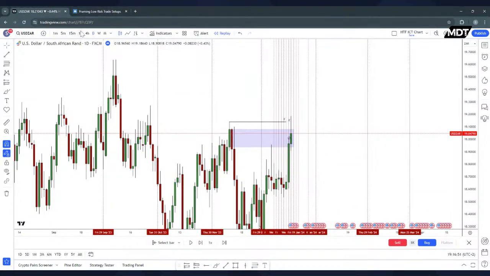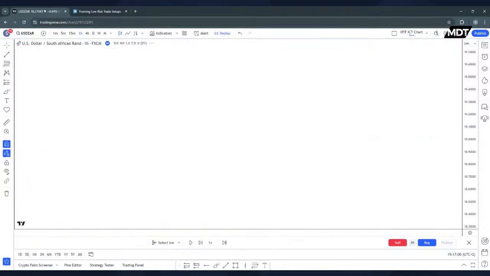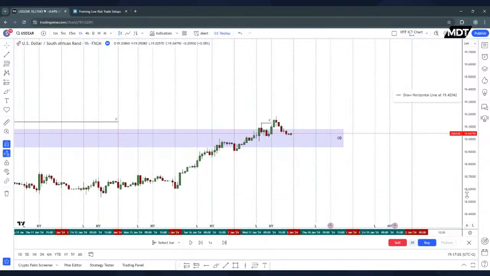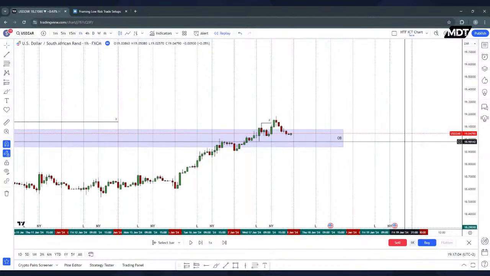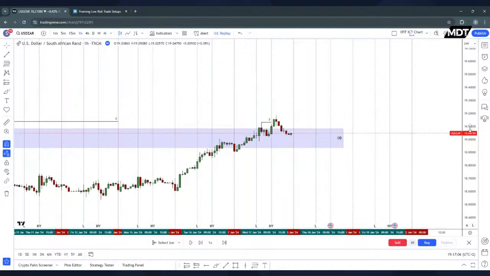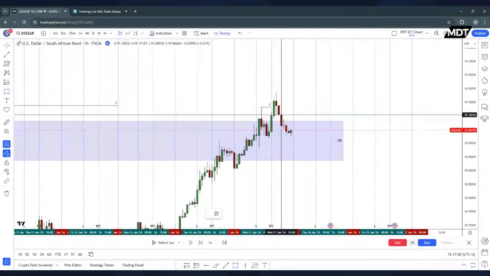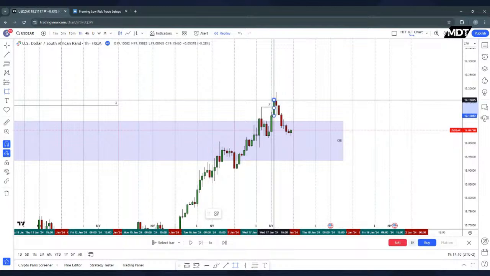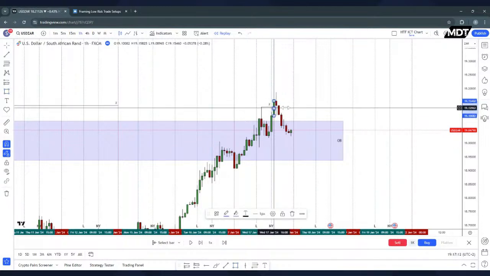And we're on the 1 hour now because the order block was identified on the daily. Before, I was on the 15-minute because it was a 4 hour order block. So we've got the run of liquidity. Got our order block here. Measure at the body.